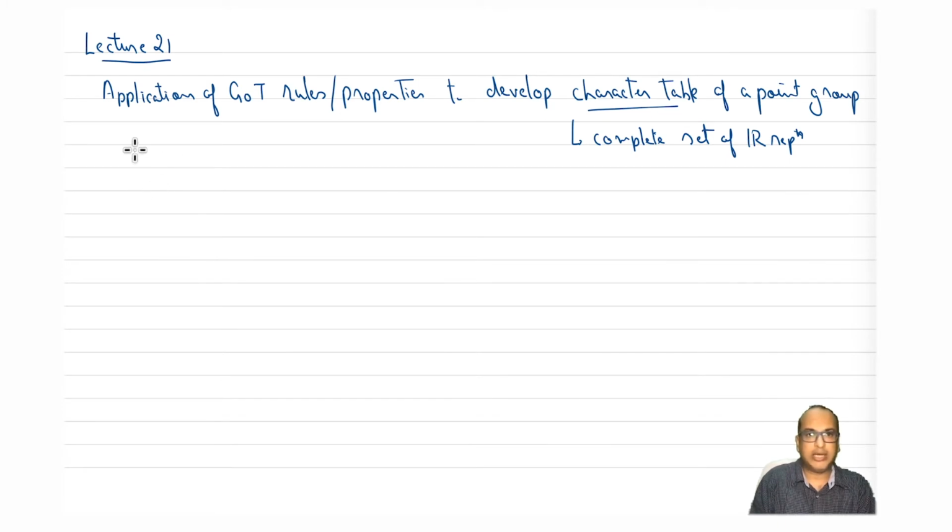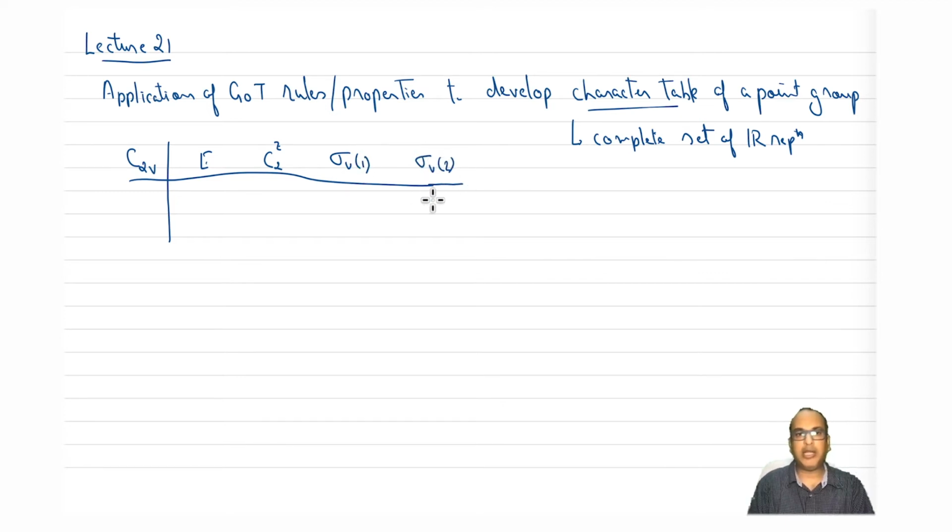So let's take an example of our favorite molecule, which is water, because we have been dealing with that. So we know all the operations already. C2Z, sigma V1, sigma V2. As I said, I will not even worry about what my basis sets are. So I will just start from the basic rules.